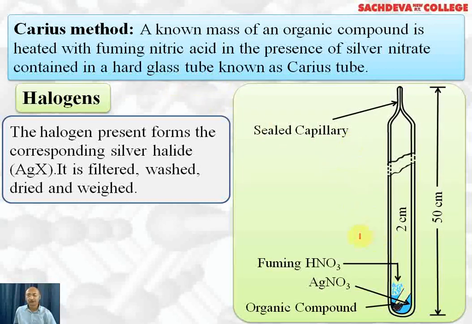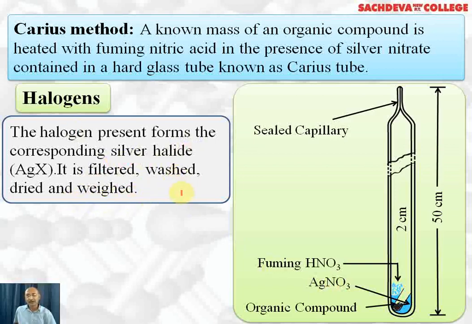This tube which we have shown you is a Carius tube. Here we have taken a known weight of organic compound, treated it with concentrated fuming nitric acid, and then added excess of silver nitrate. The halogen present forms the corresponding silver halide. It is filtered, washed, dried and weighed.